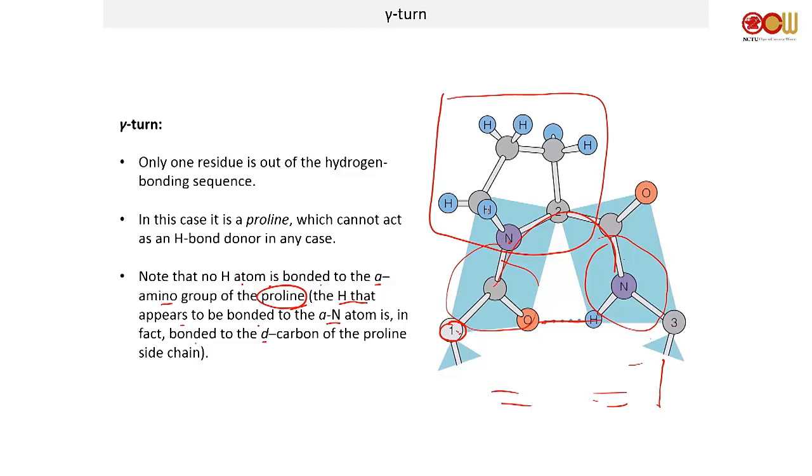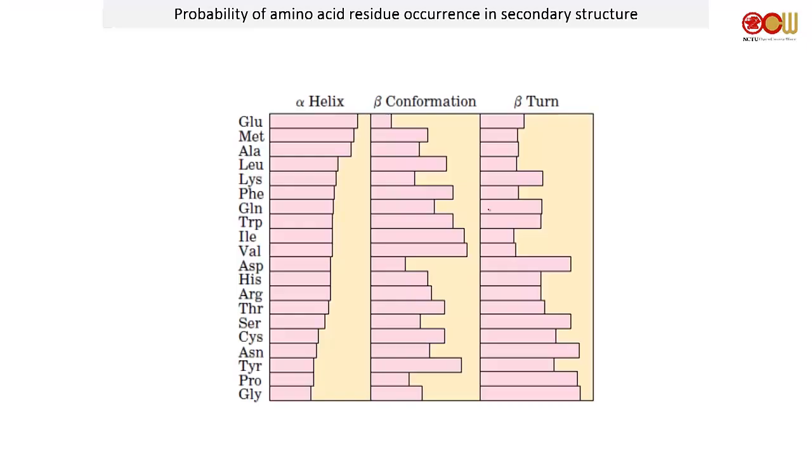So you have beta turns and gamma turns. These are turns in the secondary structures that allow you to have localized alpha helices fall on each other, or beta sheets. All right, this is the probability of amino acid residue occurrences in secondary structures. And we have your alpha helix, your beta sheets, beta conformations, and your beta turns.